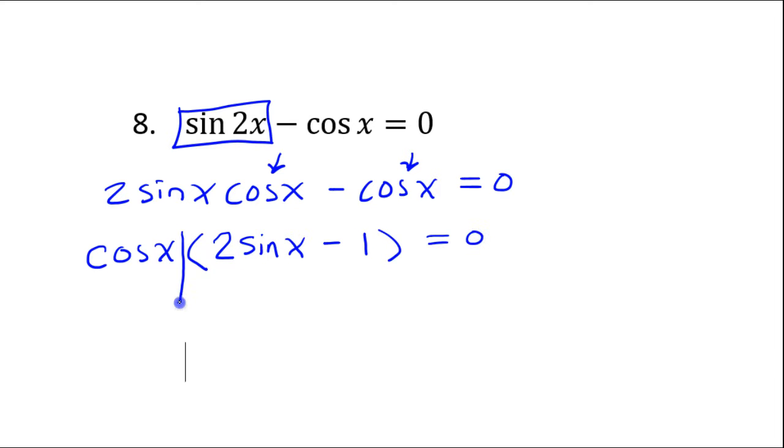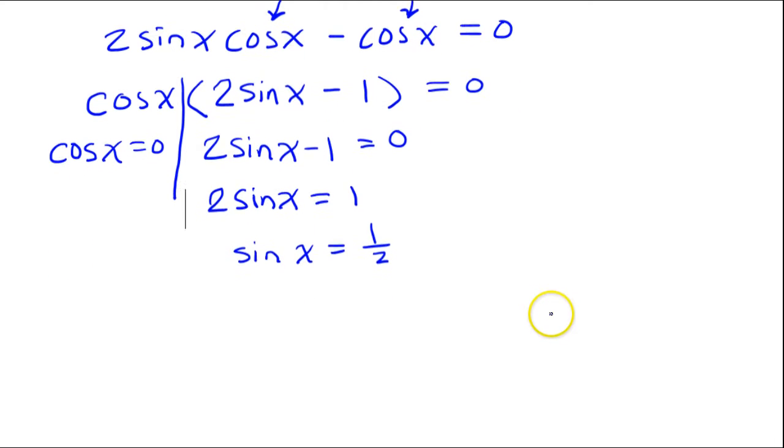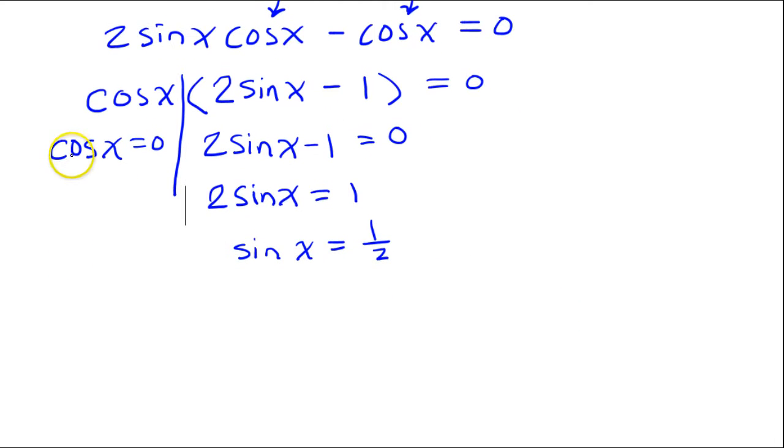So now I will use my zero product property and set each factor equal to 0. Now over here, adding 1 to both sides, I have 2 sine x equals 1. Dividing both sides by 2, I have sine x is equal to 1/2. So now let's begin to solve this.